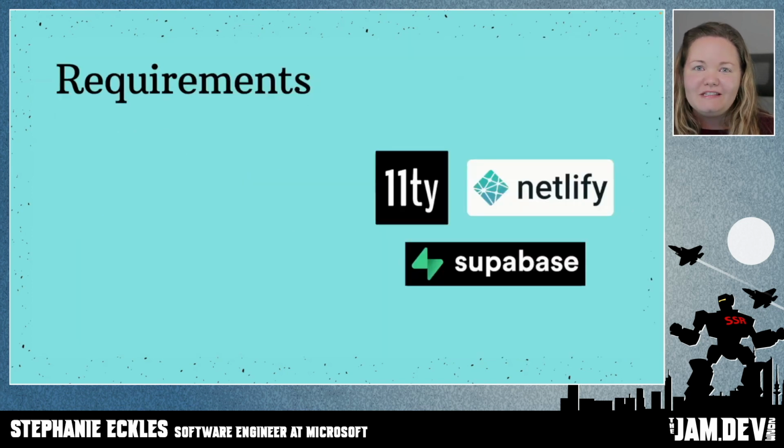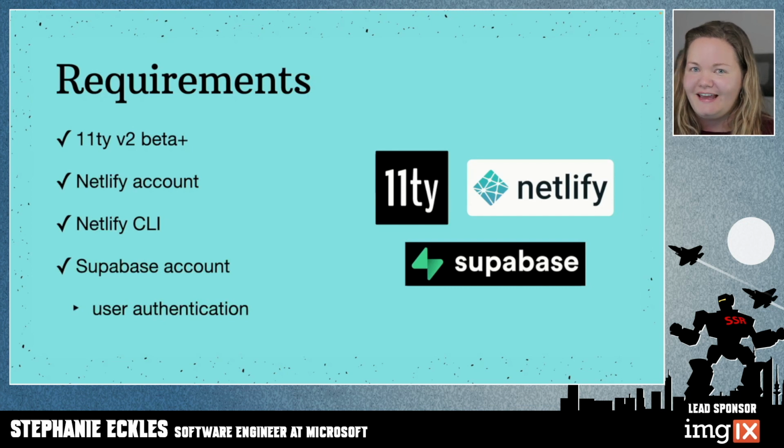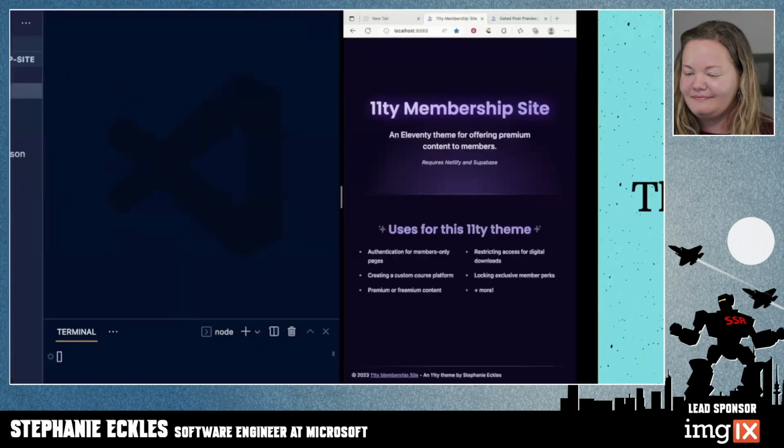The project requirements for a successful build include 11ty v2, the beta that was just released last week, a Netlify account, the Netlify CLI, and a Supabase account, which you'll need because of our user authentication functionality. Now, I do have a lightweight theme prepared. So first, we're going to glance at that theme setup, and then we'll get into building the membership features.